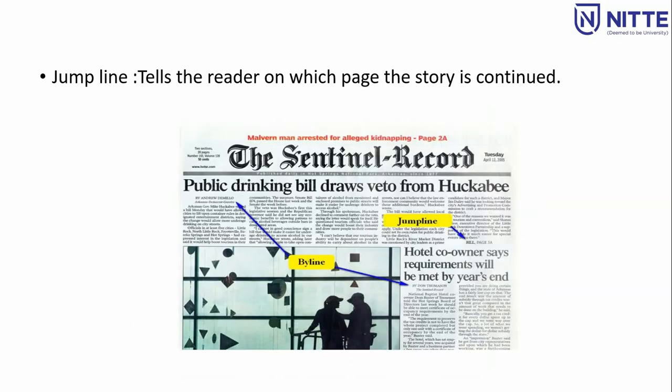Then we have a jump line, which tells the reader on which page the story is continued. In most cases, an important story has to be covered in detail. So the front page space is not enough to cover it. In that case, the story runs inside the paper. It is very important to inform the reader where the story is being continued. This information is called a jump line.